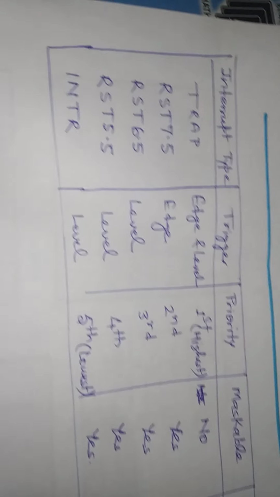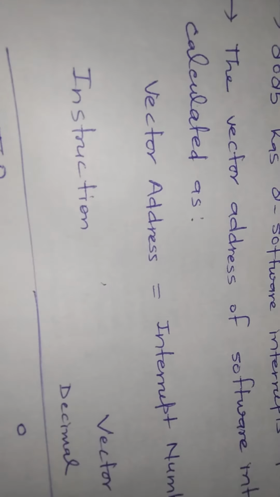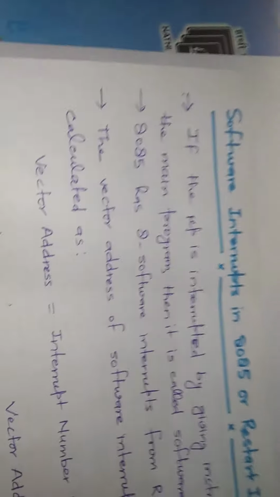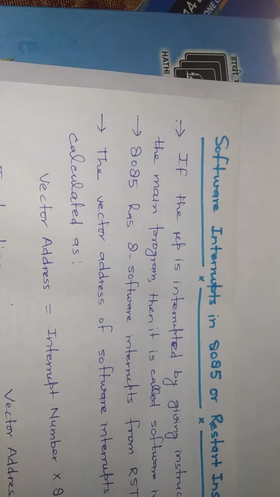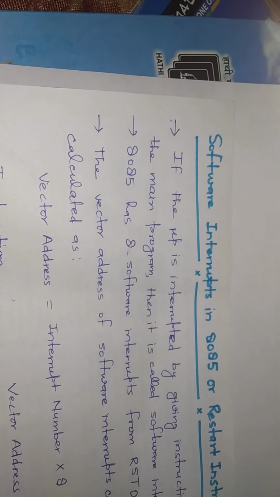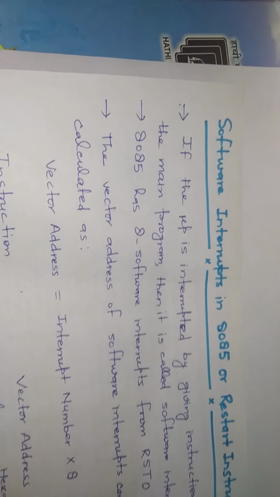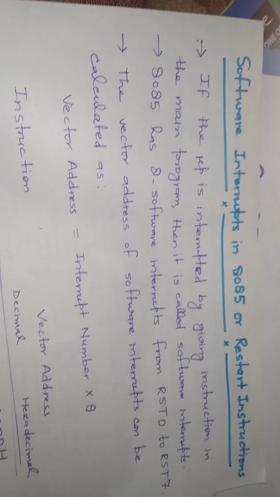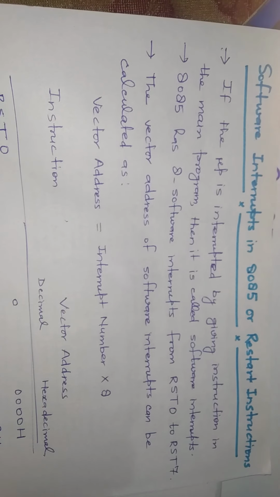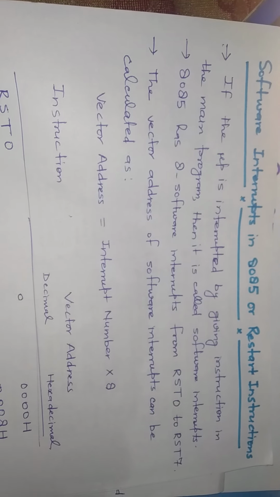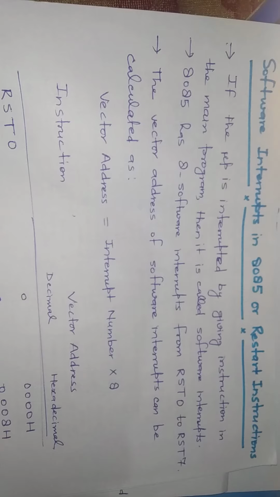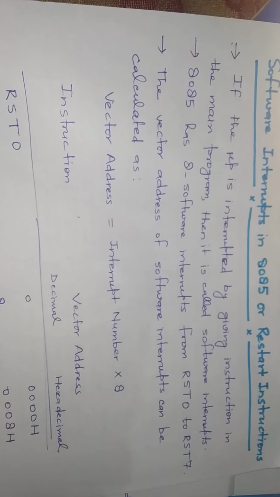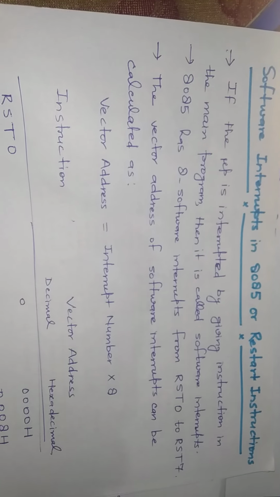Now I am going to discuss software interrupts. So what is software interrupt? I have explained earlier. Software interrupts are those interrupts which are initiated by giving an instruction in the main program of the microprocessor. So in case of 8085, there are 8 software interrupts starting from RST0 to RST7. What is RST? RST means restart.